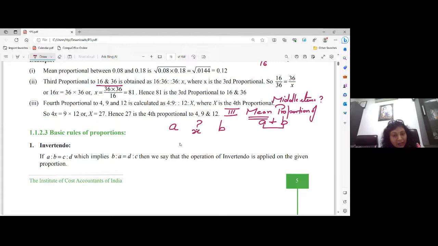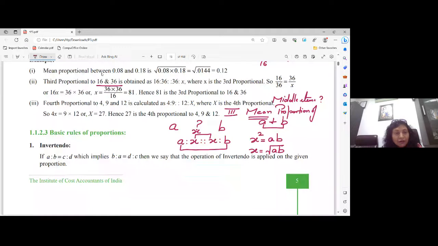So if we write down these items in proportion form, then this is equal to A is to X in proportion to X is to B. Now again, product of extremes is equal to product of means. So x square is equal to AB. So x is equal to square root of AB. So this is how we can find out mean proportion.